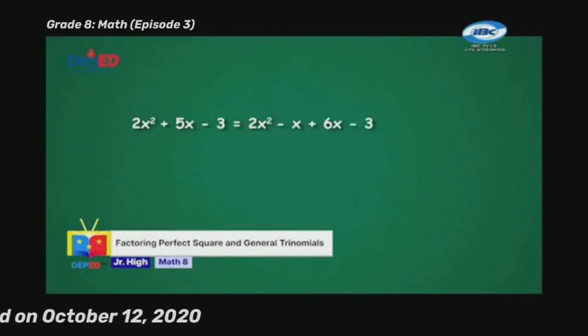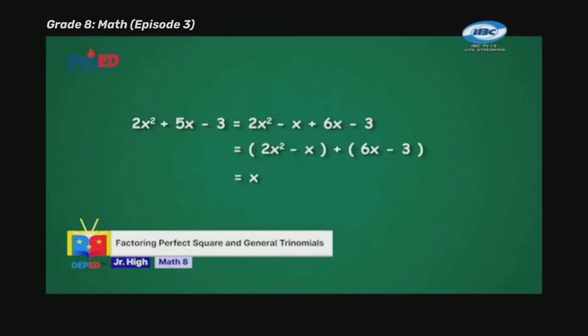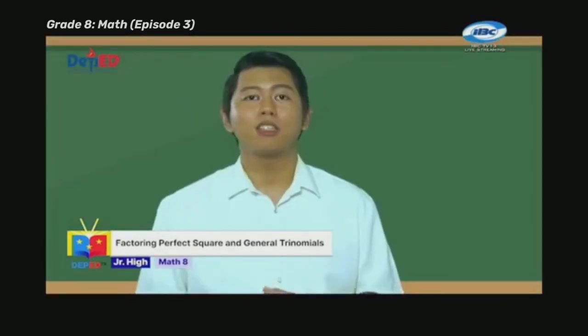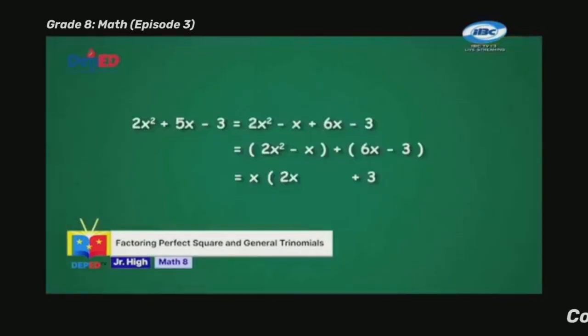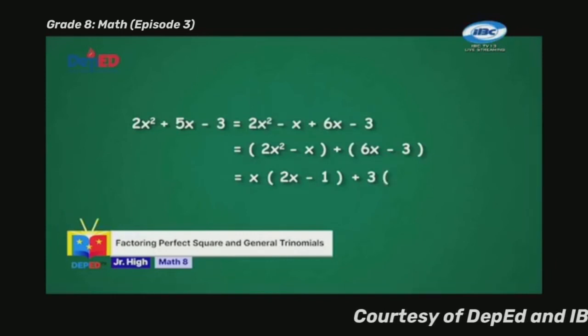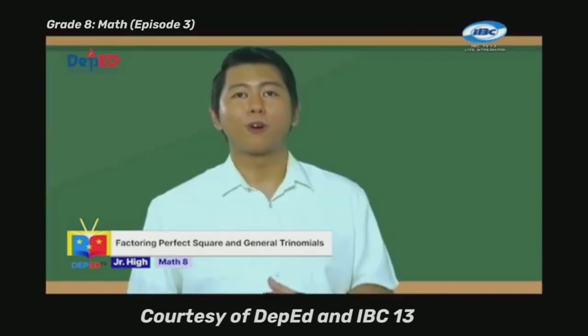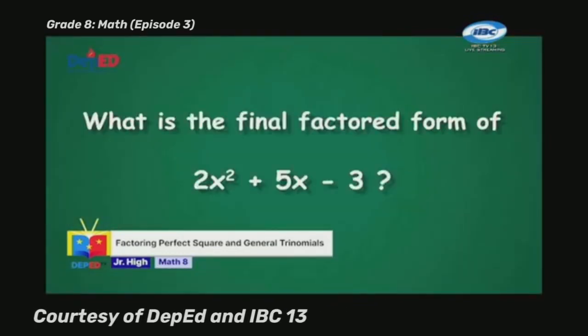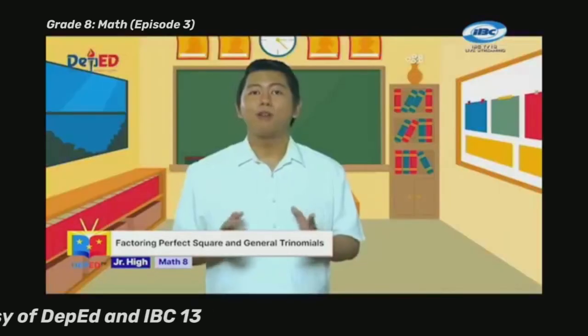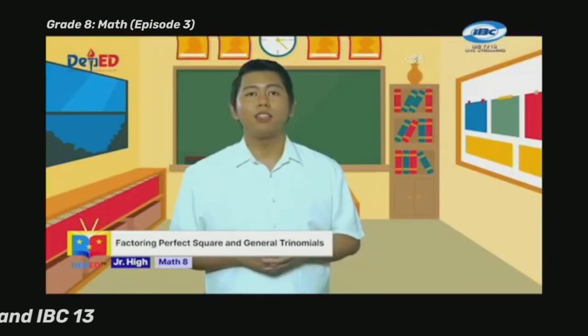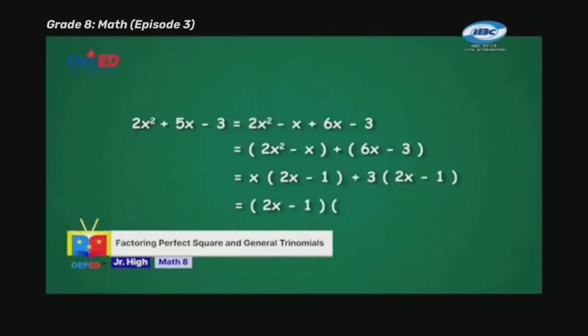We factor them by grouping. What are the common factors in each group? The factors are x and 3 respectively. This polynomial is now equal to x times the quantity 2x minus 1 plus 3 times the quantity 2x minus 1. Can you now determine the final factored form of 2x squared plus 5x minus 3? The polynomial can be written as the product of the quantity 2x minus 1 times the quantity x plus 3.